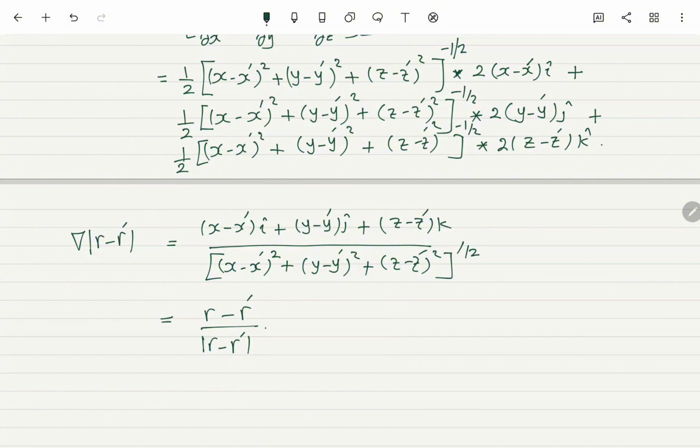And this is a very important and unique result. Gradient of the magnitude of r minus r prime is equal to r minus r prime divided by the magnitude of r minus r prime. This has to be a vector, and this result here is actually the unit vector in the direction of r minus r prime.